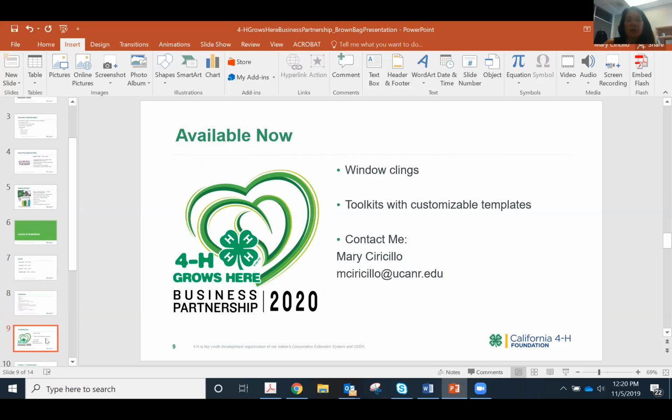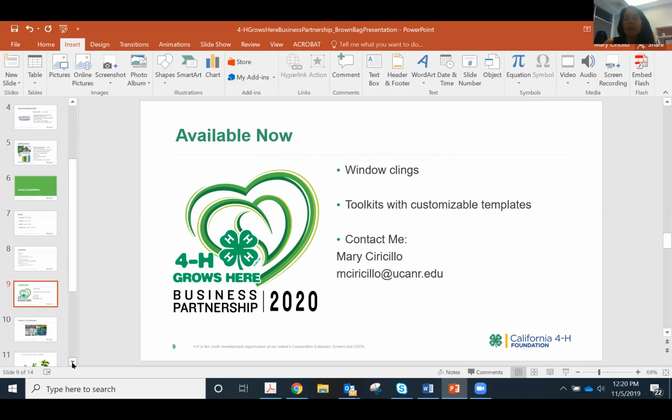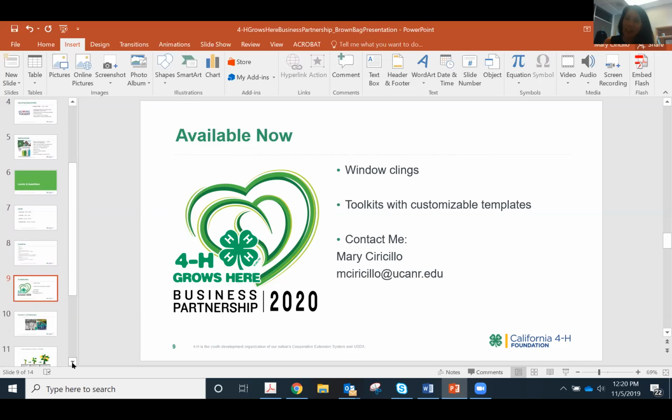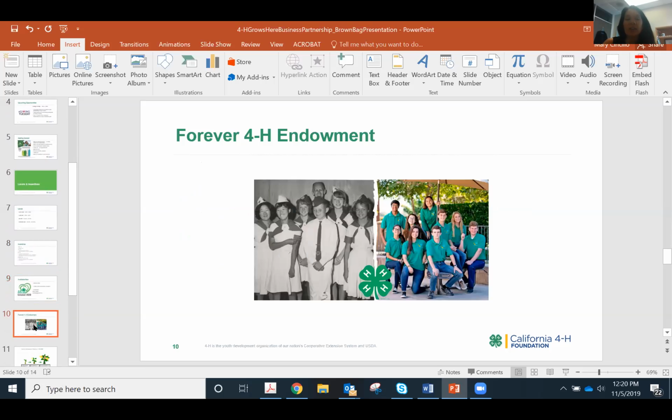So as I mentioned, the window clings are available now. You just need to contact me and let me know that you're interested in receiving a stack of them. And I'm happy to talk one-on-one. I've talked with about a handful of counties already. I'm happy to spend an hour with you on the phone and walk you through the toolkit and just brainstorm ideas on how to get started.